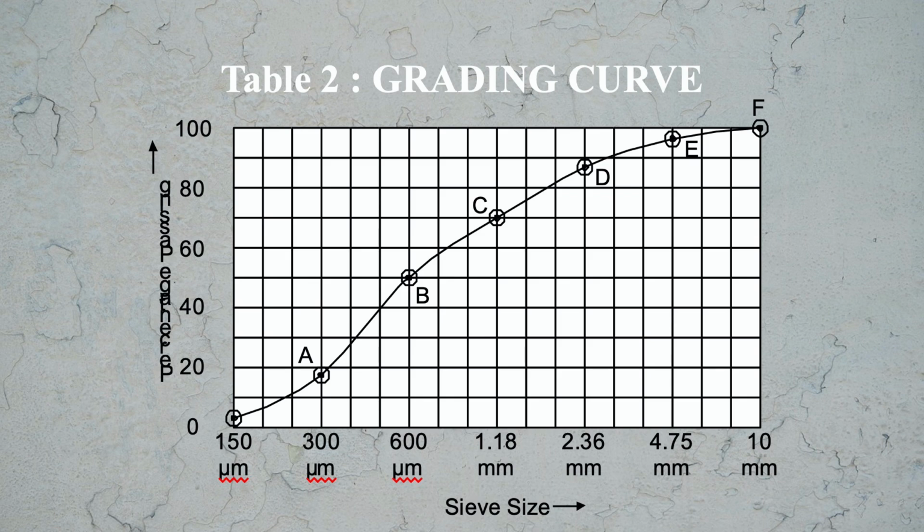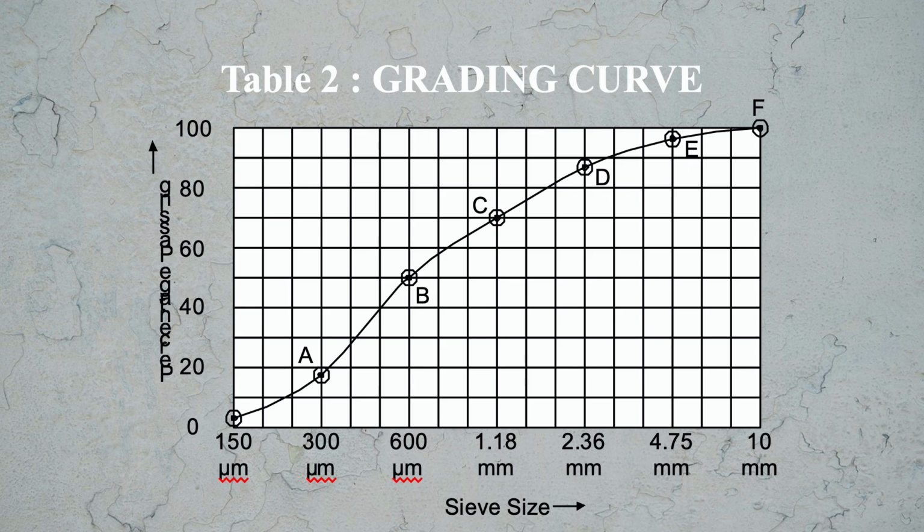On the y-axis you see the percentage passing. So these are the percentages, and this is taken on the normal scale. And you see the curve starting from 0% to 100%, and different points A, B, C, D, E, F on this curve. I'll explain what the different portions of the curve are.